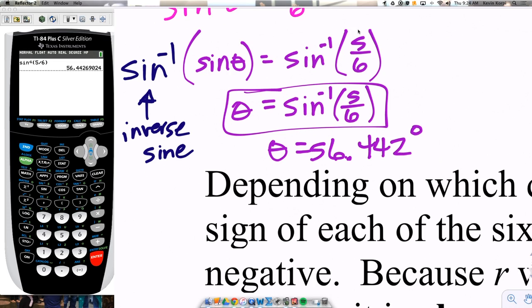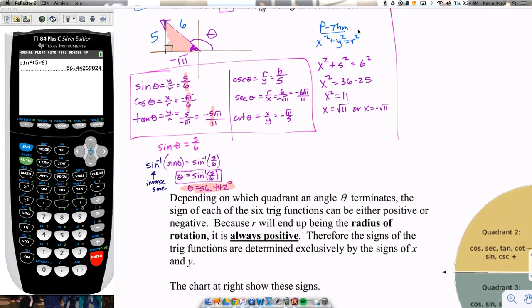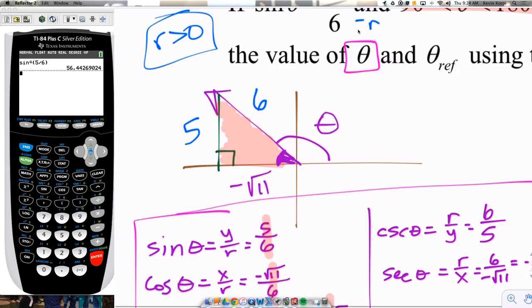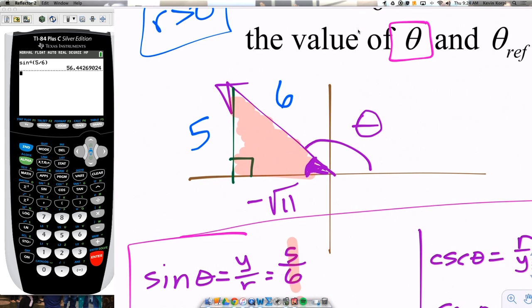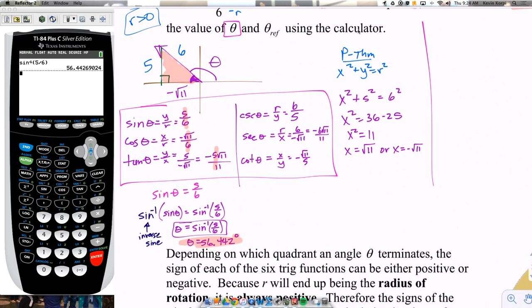And we box it up and walk away because that's the right answer, yeah? No? Uh-oh. Yeah. Make sense of your answer. We said our angle had to live in quadrant 2. The angle that the calculator gave us was in quadrant what? 1.